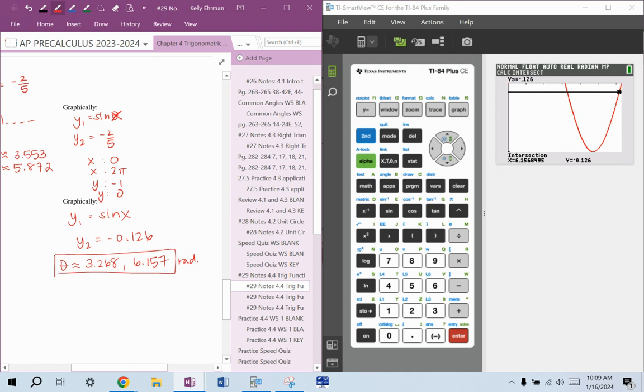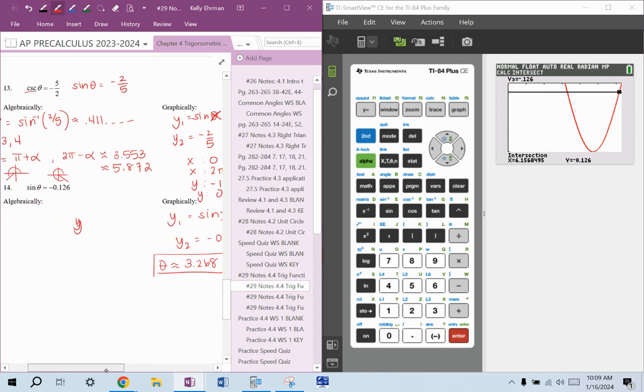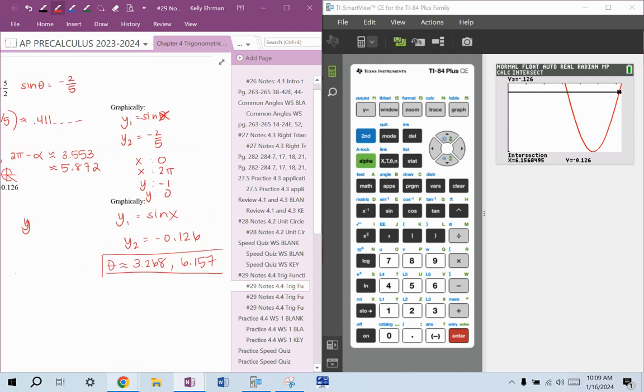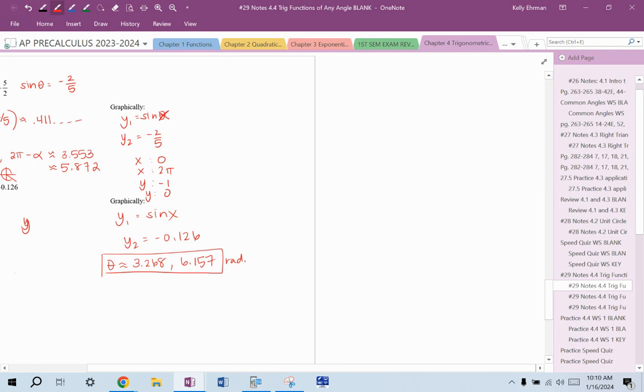So the nice thing about graphically is that it follows what we've been doing. It's a good review of what we did for a lot of the first semester, especially first quarter. And there's no need for a reference angle there.